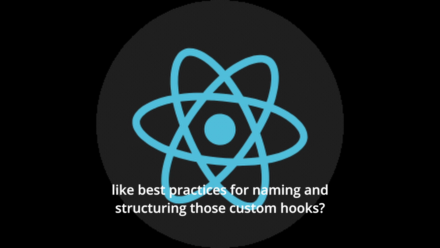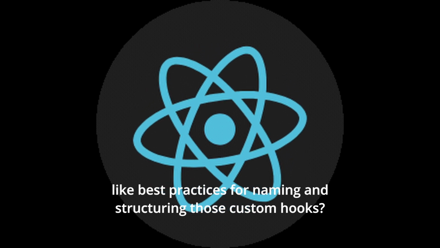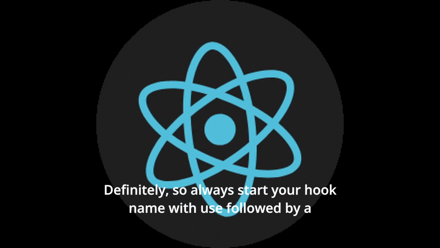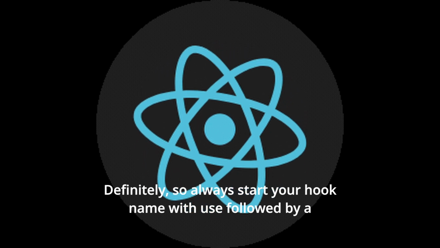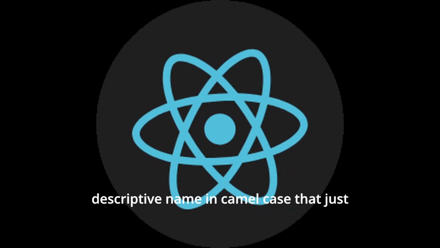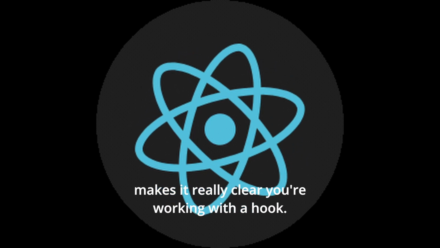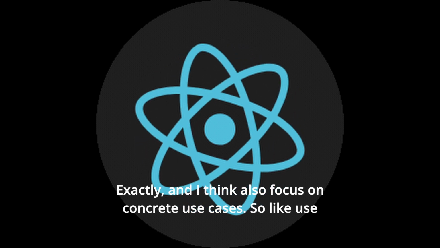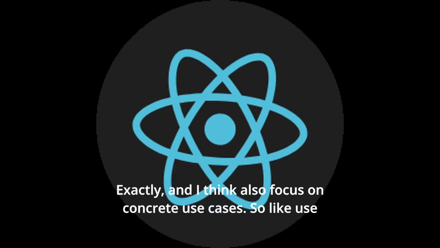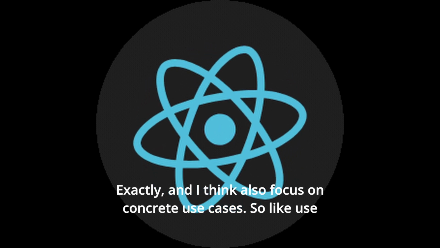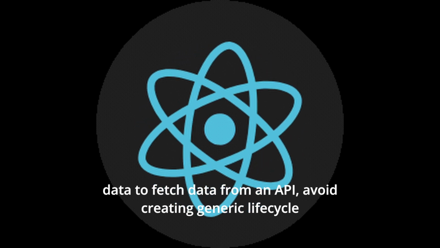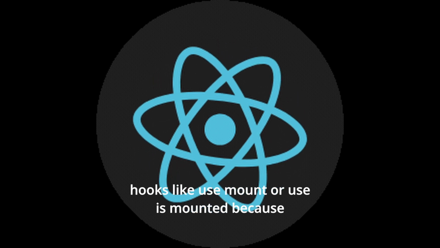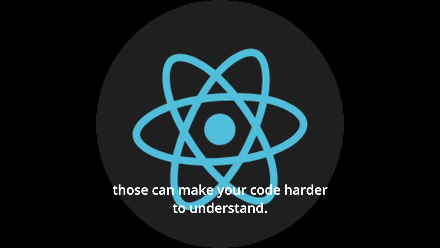Speaking of which, are there best practices for naming and structuring those custom hooks? Definitely. Always start your hook name with use, followed by a descriptive name in camel case. That just makes it really clear you're working with a hook. Right, it's like a signal saying, hey, React magic is happening here. Exactly. And I think also focus on concrete use cases, like useData to fetch data from an API. Avoid creating generic lifecycle hooks like useMount or useIsMounted, because those can make your code harder to understand.